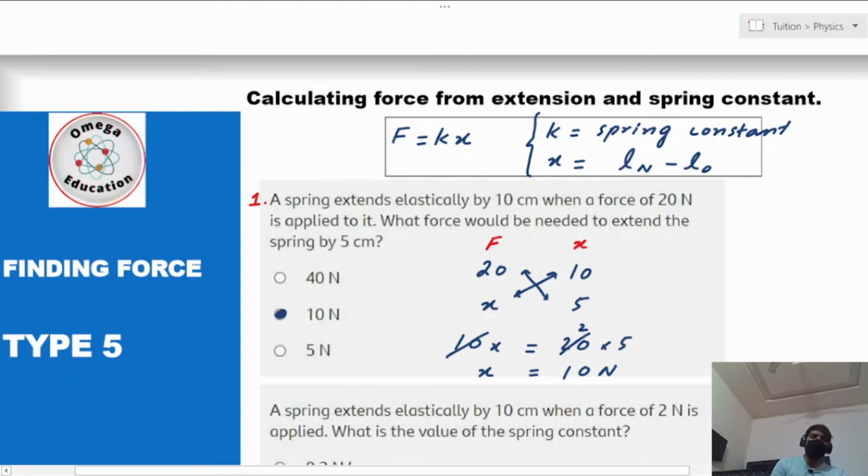I mean, if you just try to make sense of it, a force of 20 Newton produces an extension of 10. Now you need an extension of only 5 centimeter. You need half the extension. So in that case, you would need half the force. So half of 20 Newton would be 10 Newton. So you can solve it that way as well.